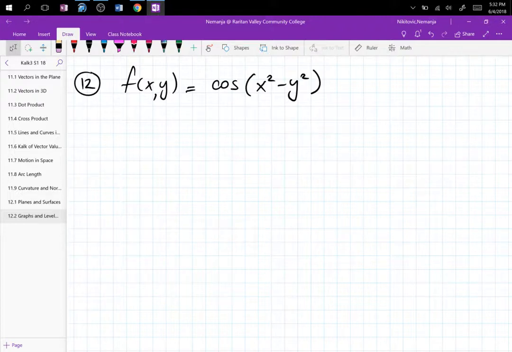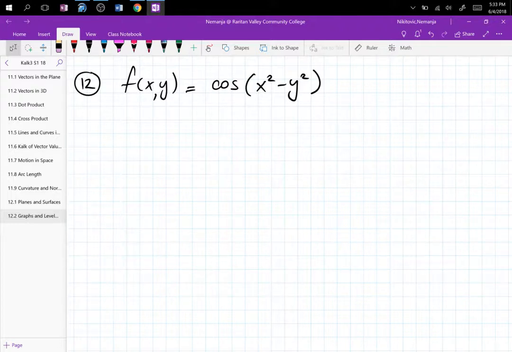You have to set x squared minus y squared. And what's the domain of cosine? Negative 1 and 1? No?